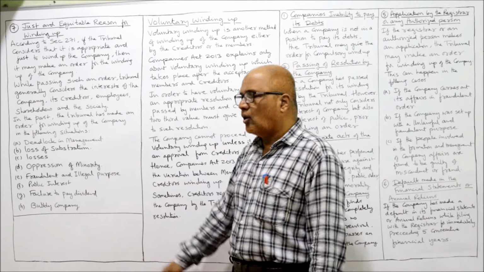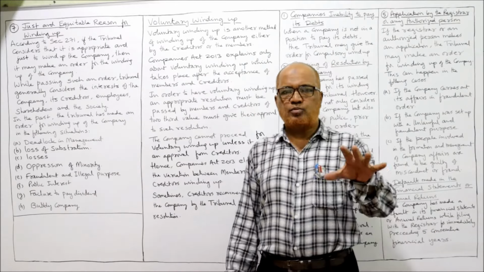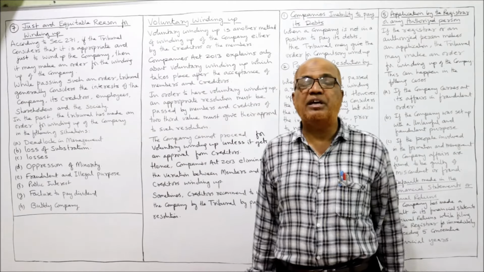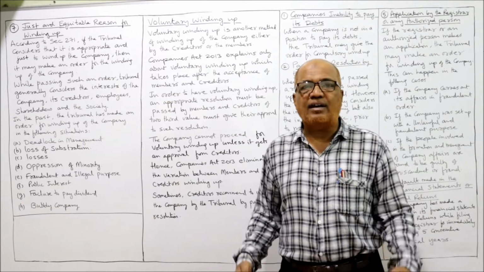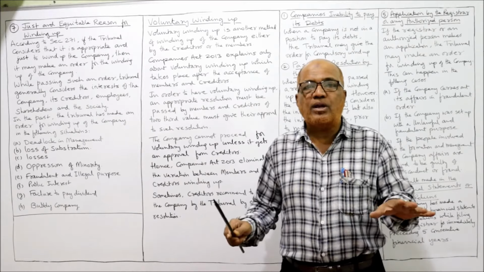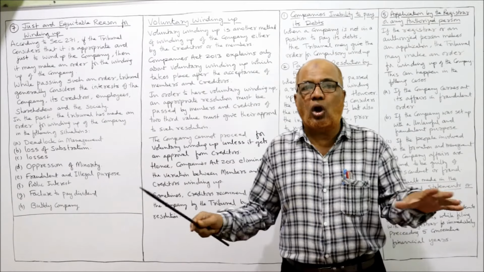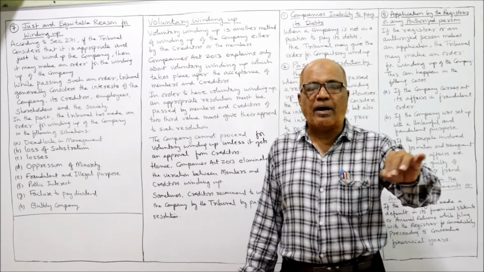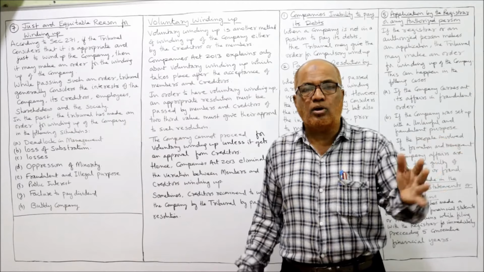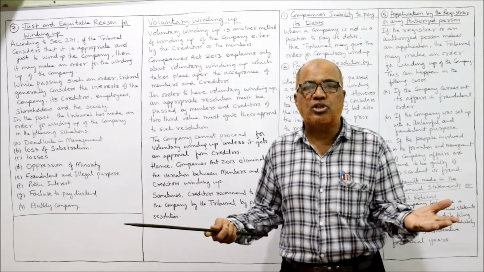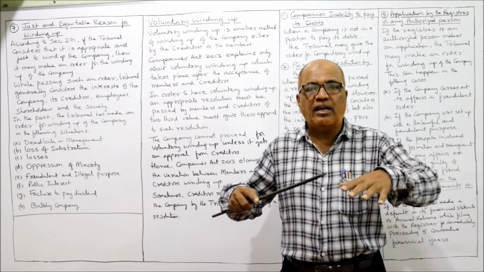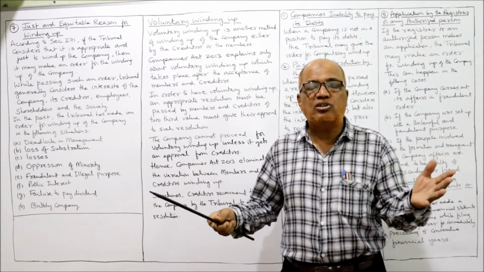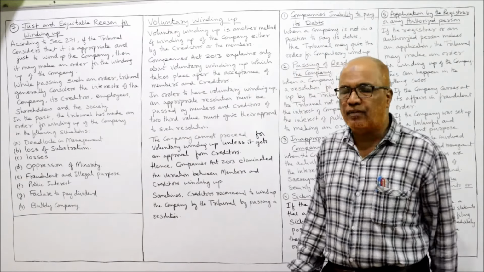What is the first one? Deadlock in management. Management will be in the hands of the directors. If the directors are not on speaking terms, if the directors are fighting, if there is no cooperation among the directors, then the tribunal may pass the order that the company should be wound up, because there is a completely deadlock in the management. There is no possibility of any reconciliation between the directors.